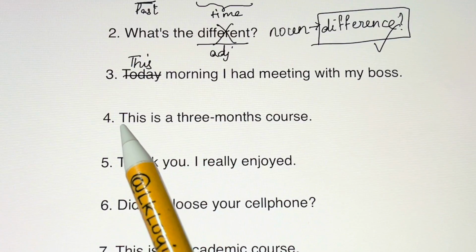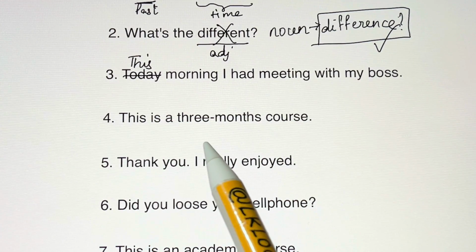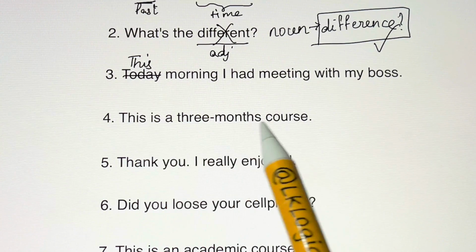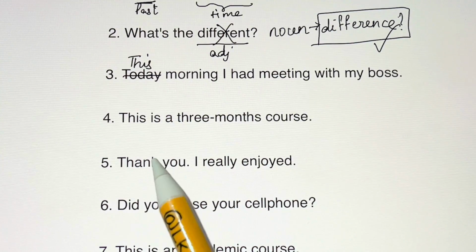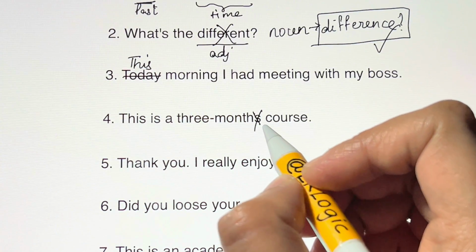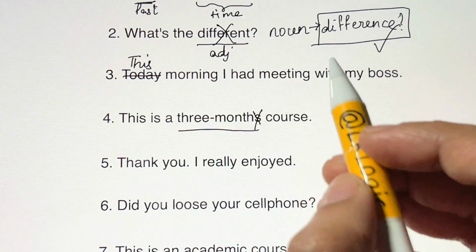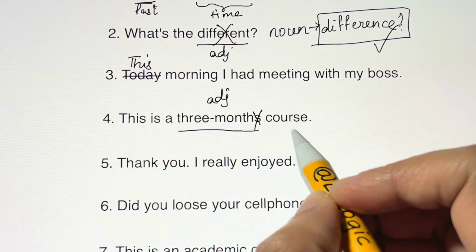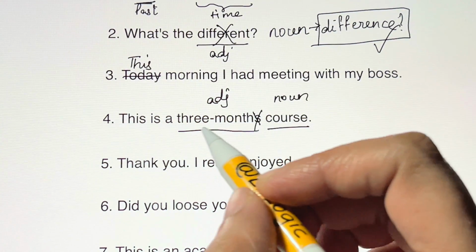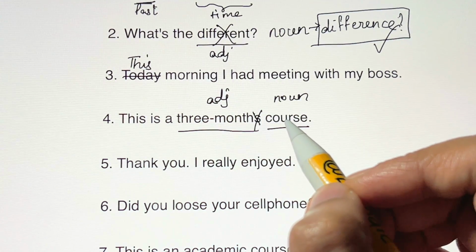And that's another one. Number 4. This is a 3 months course. That sounds almost okay, right? But it's not okay. So the mistake is what? What's wrong with this sentence? The mistake here is with the S. When we use this expression, the entire expression becomes an adjective for this noun course. You understand? So we should say this is a 3-month course, not 3 months course.